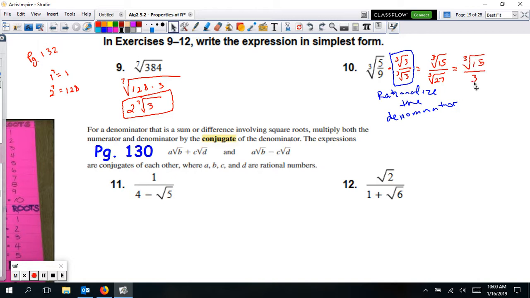Now, even though that 3 could go into 15, we cannot reduce those numbers because that's underneath the radical and that one's not. And we would leave it like this. It's okay to leave it with the radical on the top, just never on the bottom.